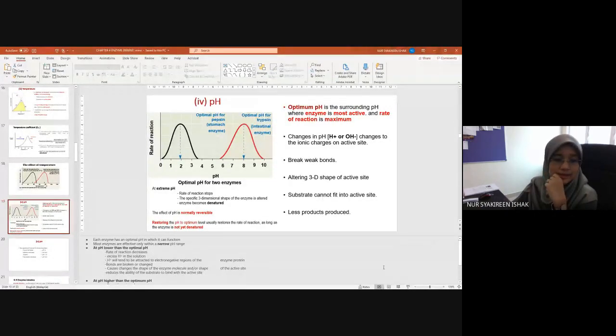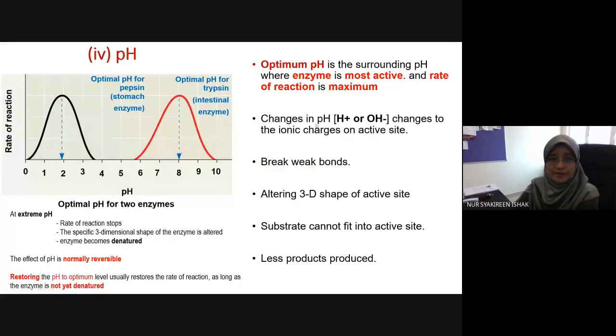Okay, so the last factor here is pH. Every enzyme will have its own optimum pH for the enzyme to catalyze the reaction at the maximum rate of reaction, when the enzyme is most active. As you can see from the graph here, you have two types of enzyme. The first is pepsin, an enzyme found in the stomach.